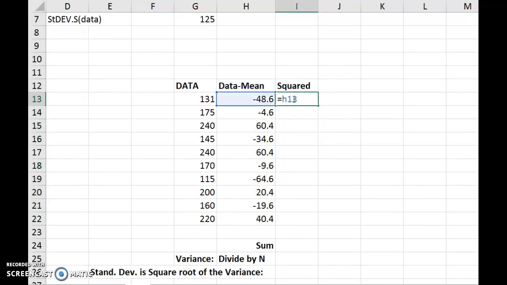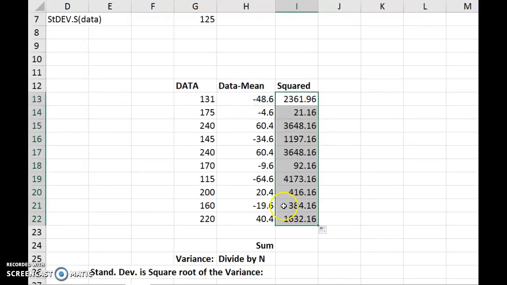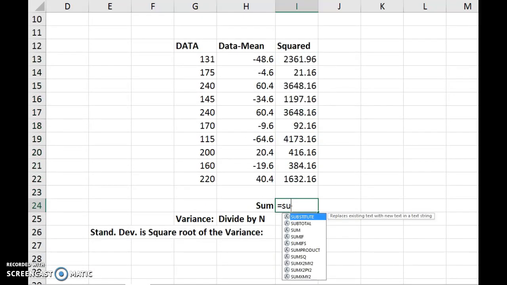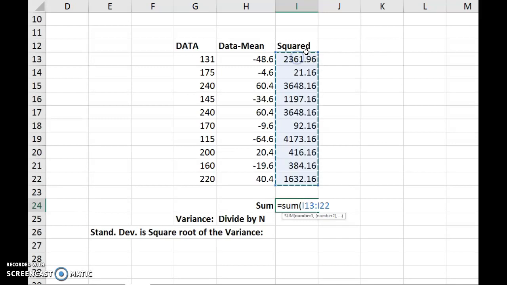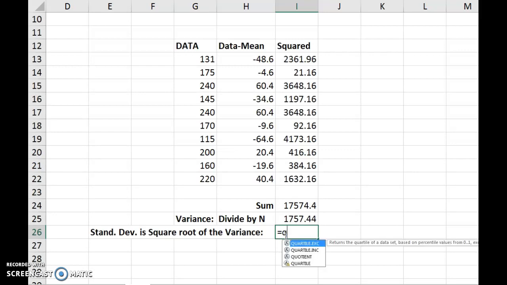But if we square them first, whenever you square something, it always is positive. So now we can average these numbers because they're all positive. So let's go ahead and sum these up. And then we're going to divide by how many there are. So there was 10. And the standard deviation is just the square root of our variance. So we're going to just take our square root of our variance. And that is our standard deviation.